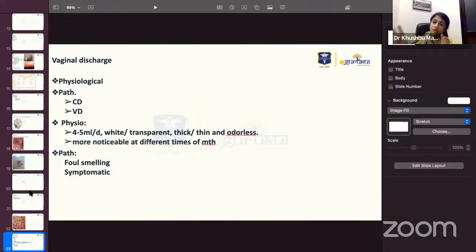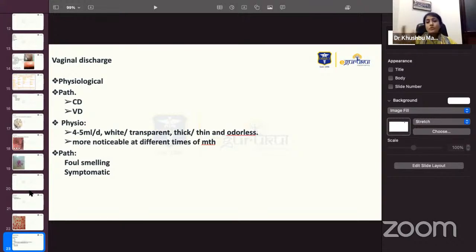And sometimes students ask us, what is physiological discharge? How do you differentiate whether it is physiological or pathological discharge? Physiological discharge is limited, 4 to 5 ml. It's not diffuse. It's white or transparent. It can be thick or thin, but it's usually odorless and usually scanty. It might stain the undergarments, but does not actually make them wet.